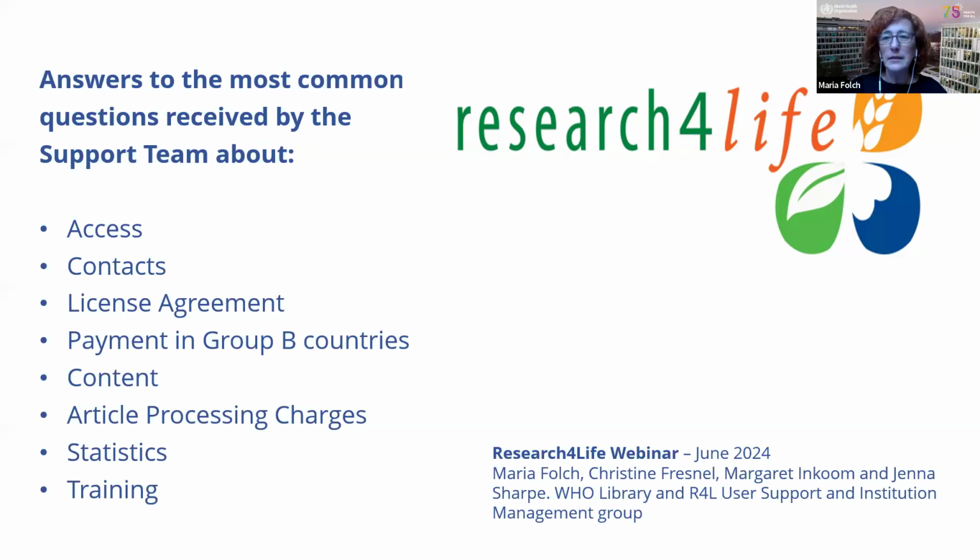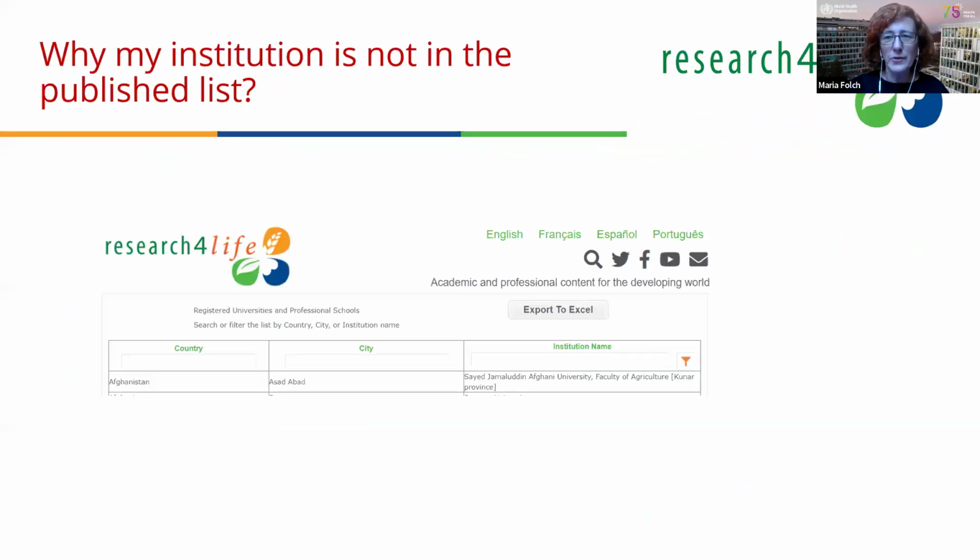You see here the list of the subjects we are going to talk about. There are some more, and they are not exactly in this order, as we try to order things in a more logical way, like one answer takes you to another and so on. So let's start. First question, why is my institution not in the published list? We get this a lot.